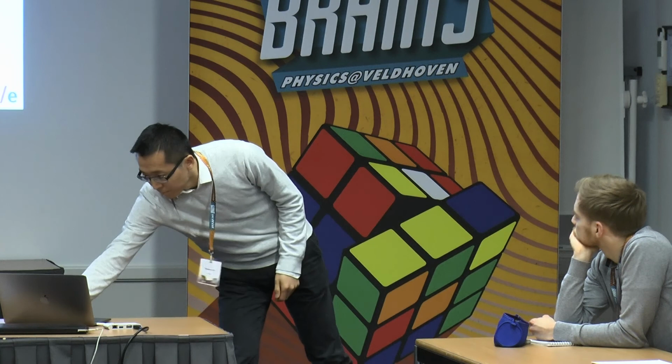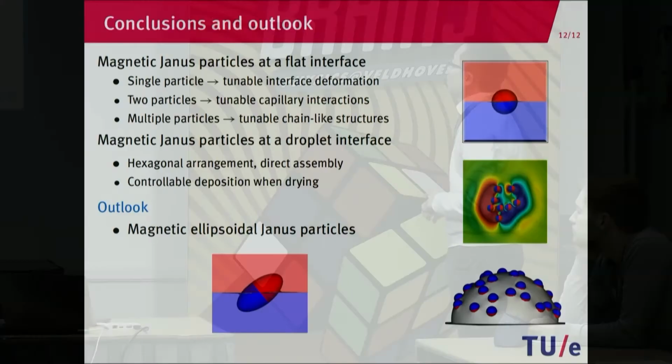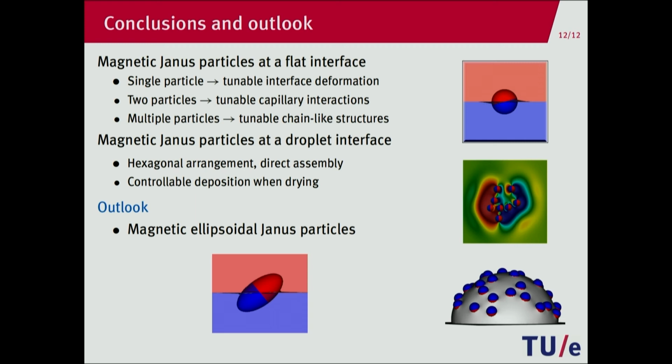And now I come to the conclusion. So I show that we can use one single magnetic particle to generate a tunable interface deformation. And with two particles, we can change the capillary interaction between two particles, and then finally we can form some tunable chain-like structures. When magnetic particles are at a drop interface, we can direct the assembly of the particles to the exact location of the droplet interface. And when a droplet is dried, then we can control the particle deposition.